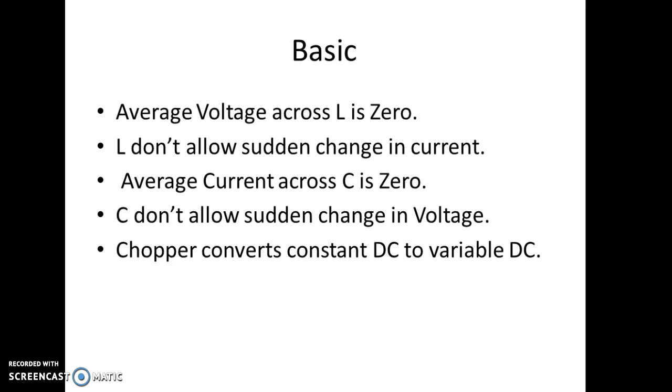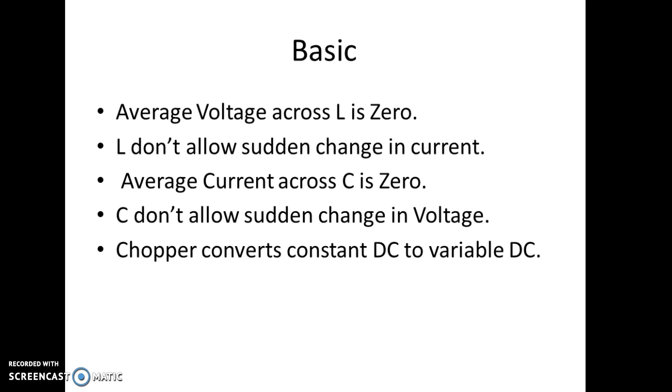Similarly, the average current through a capacitor is 0, and the capacitor doesn't allow sudden change in voltage, for the same reason: I is equal to C dV by dt. Since dV by dt is tending to infinity, C is equal to I by dV by dt, which is going to be infinite, which is impossible.